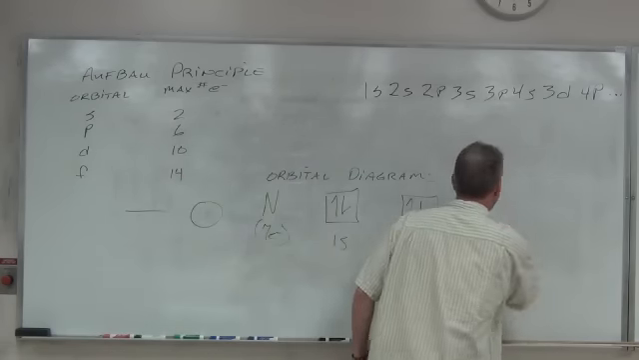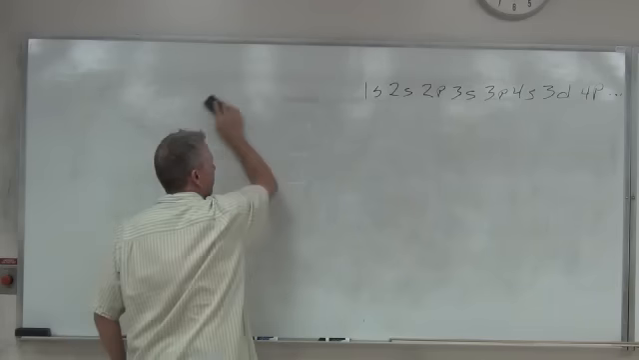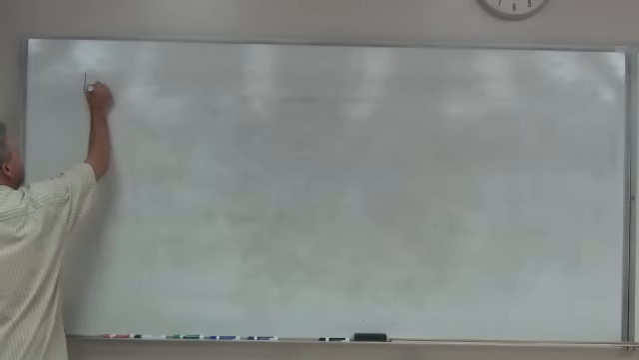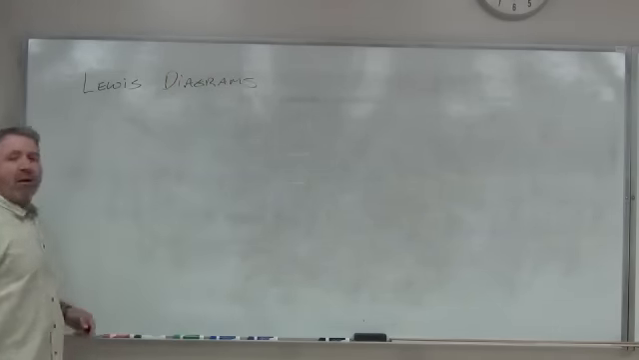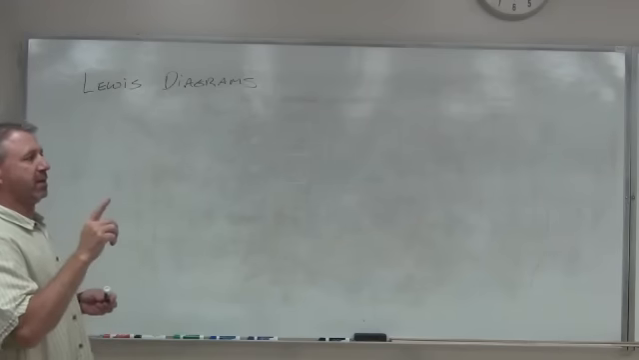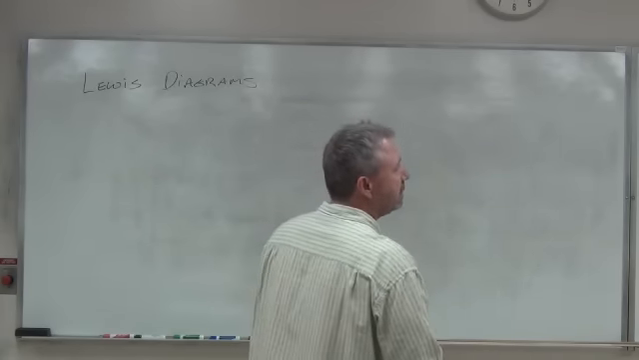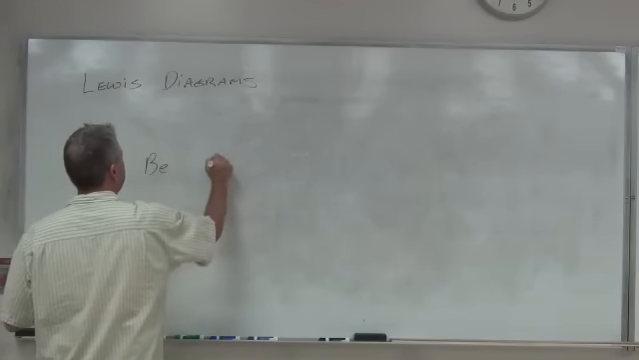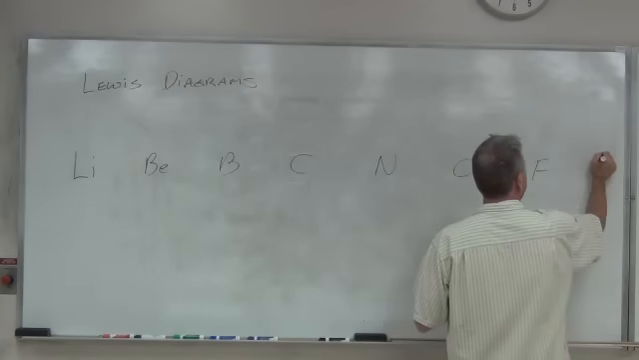Okay, lastly, valence electrons. We know that they're the outermost or outer shell electrons. And this is going to kind of lead us into the next chapter. Sir Lewis. Lewis diagrams. Lewis diagrams show only valence electrons. That's it. Only valence electrons. So I'm going to go across period number 2. Let's do lithium, beryllium, boron, carbon, nitrogen, oxygen, fluorine, neon.